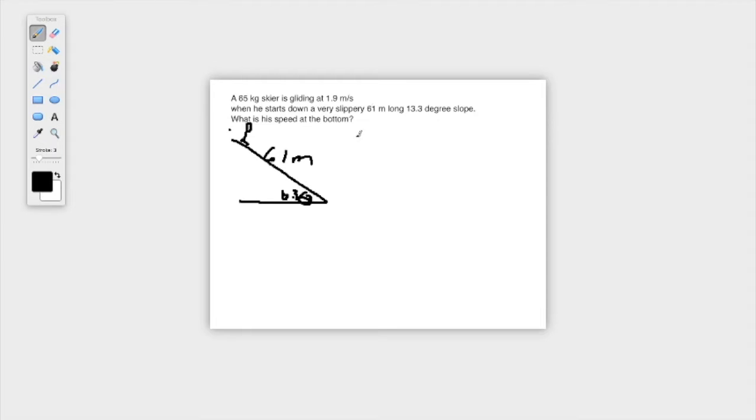So the net work done is equal to the change in kinetic energy, or kinetic energy final minus kinetic energy initial. So be careful when you're looking at the forces acting on the skier.